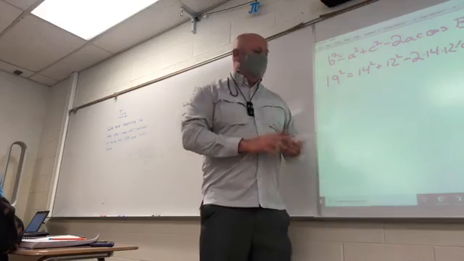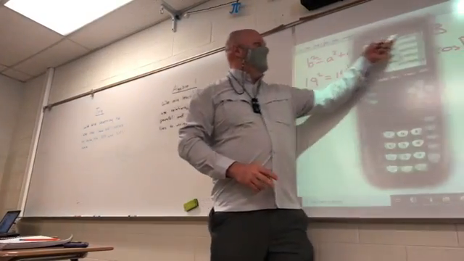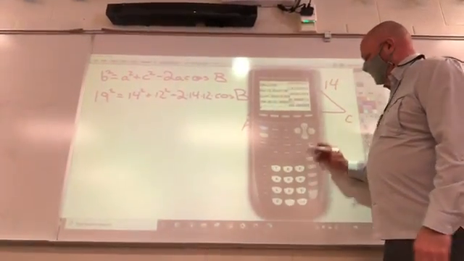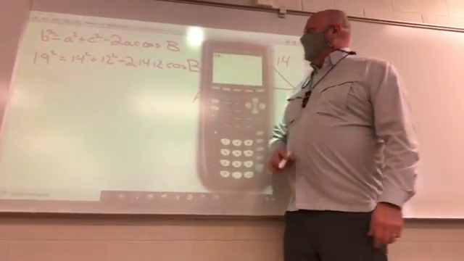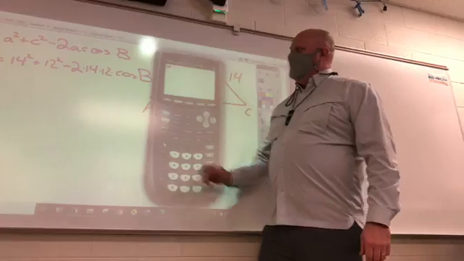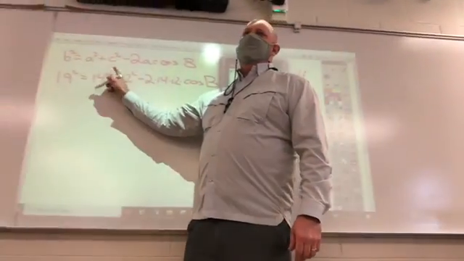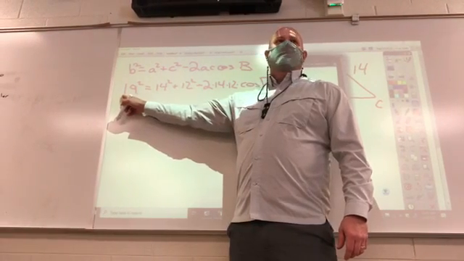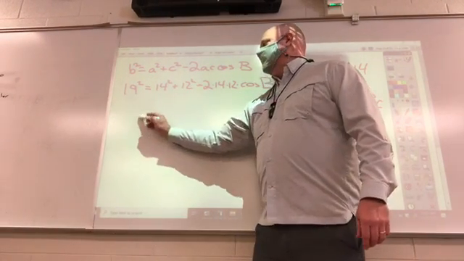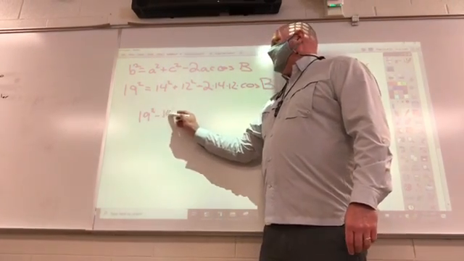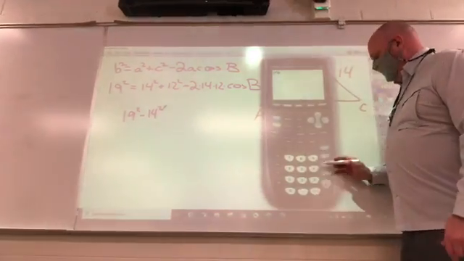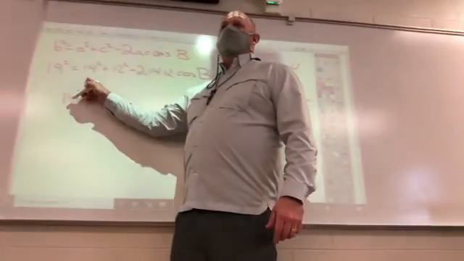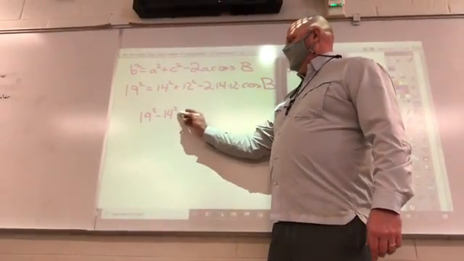Here's what I see a lot of people do wrong. It comes in, how do you solve this? And they go, all right, well, I'm going to figure out what 19 squared is. How am I going to solve for b? What am I going to do with this 14 squared? How are you going to move the 14 squared to the other side? You're going to subtract it, aren't you? So, great, minus 14 squared. What are you going to do with the 12 squared? You're going to minus it, aren't you?